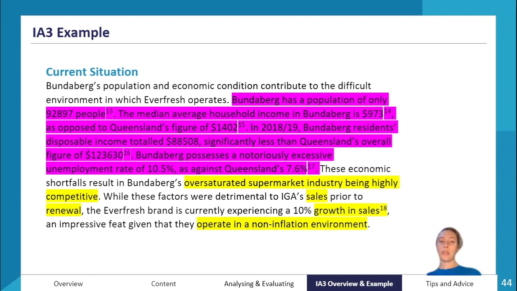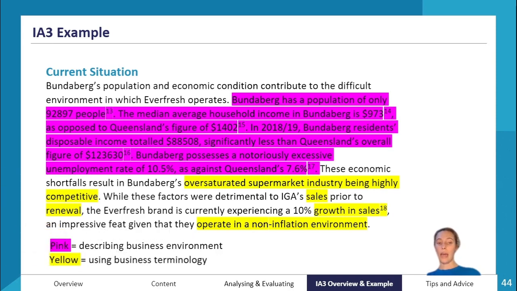So you can see that we've looked at the business specifically with the market share, the sales, and factors like that. And then we're also broadening out to look at that business environment with location and other factors that impact the way that the business operates and how well it operates. So in pink, we've got describing that business environment, and in yellow, again, those terms with the business terminology that you need.